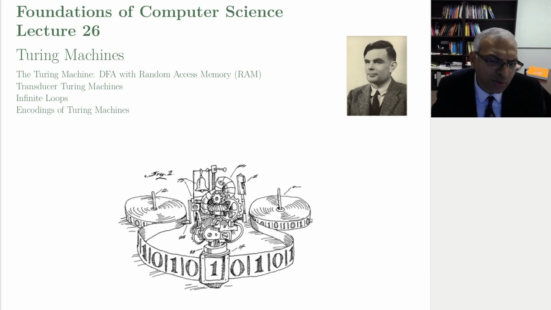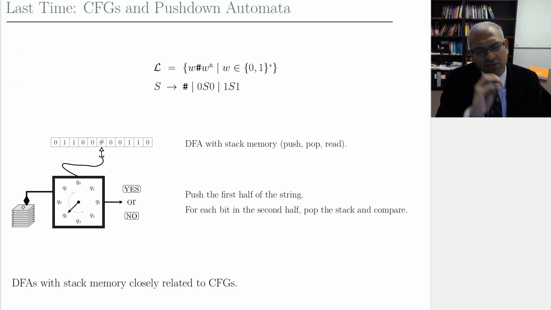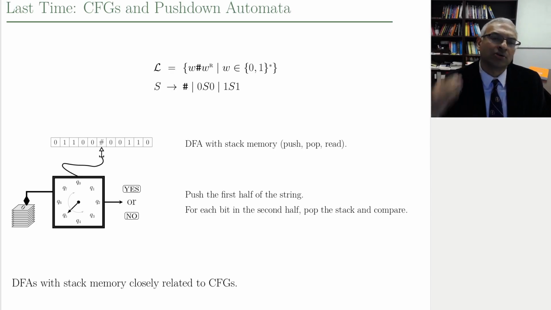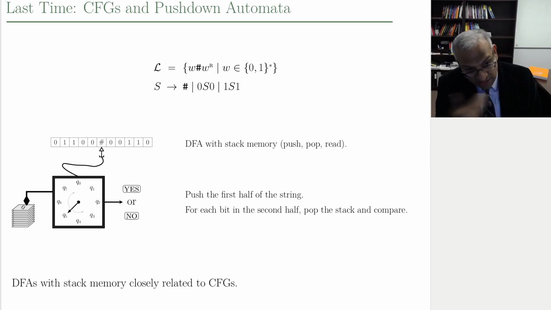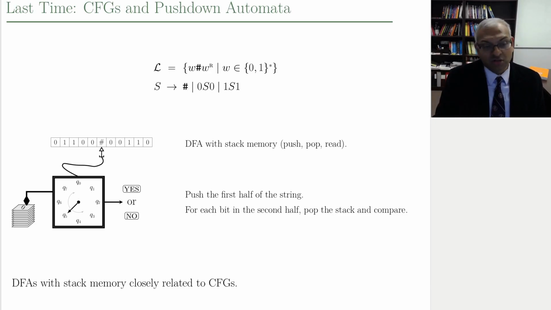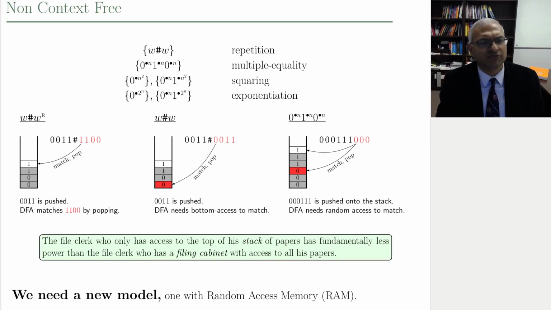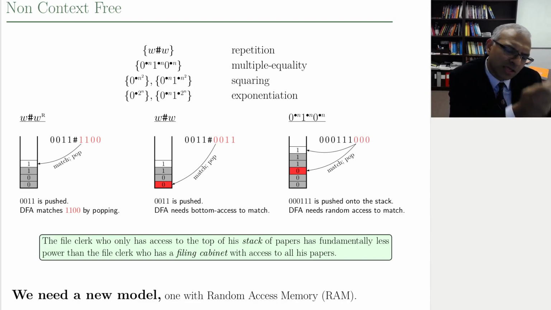But okay, let's have a quick recap of what we did last time. Last time we talked about context-free grammars and the relationship to DFAs with stack memory, or push-down automata. The basic idea is that context-free grammars generate languages, and those languages can more or less be solved by deterministic finite automata, DFAs, with stacks. But there were several problems that cannot be solved by context-free grammars, cannot be solved by finite automata with stack memory. The fundamental reason was that they didn't have access to every memory location. They only had top access to the stack.